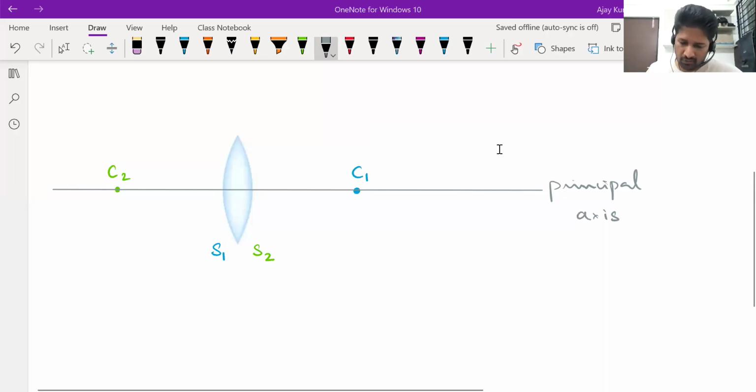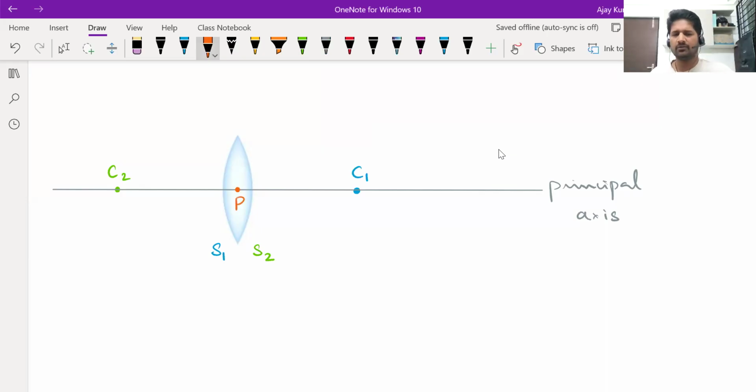Now, the midpoint of the lens is called its optical center. We are going to denote it by P itself, but in the case of a lens, it's not called a pole, it's called the optical center. Now, what we first need to derive is a relation between object distance and image distance. Now see the surface S1, the left side surface, it has a certain radius of curvature R1, and the right side surface has a certain radius of curvature, let's call it R2.